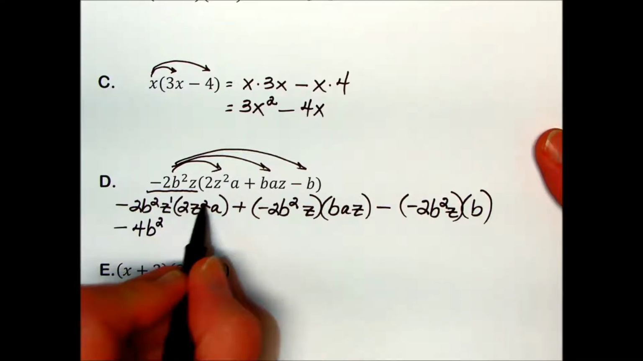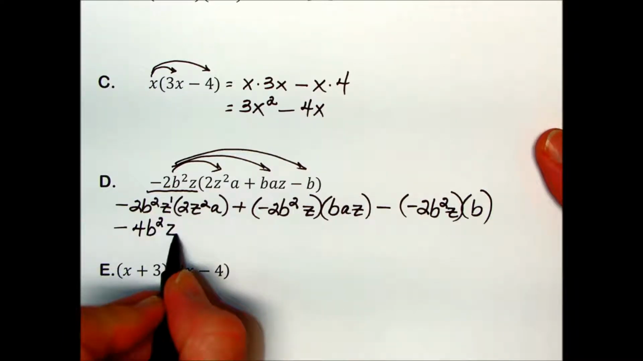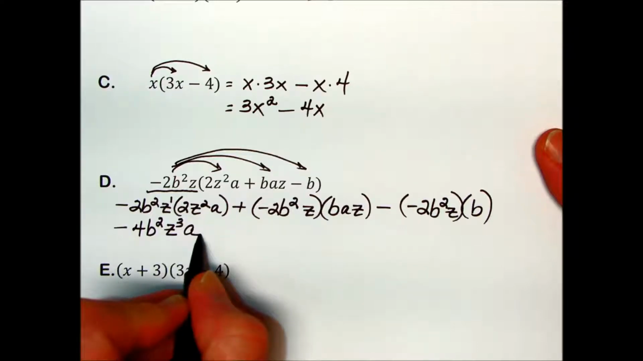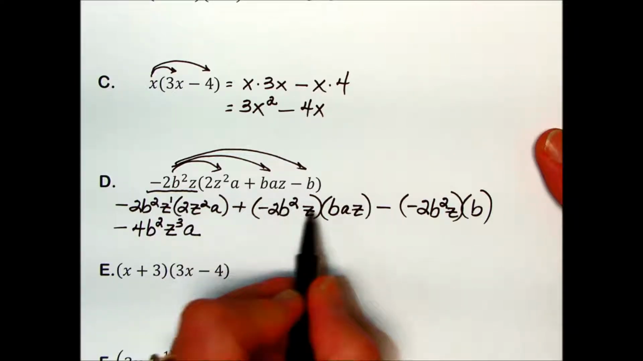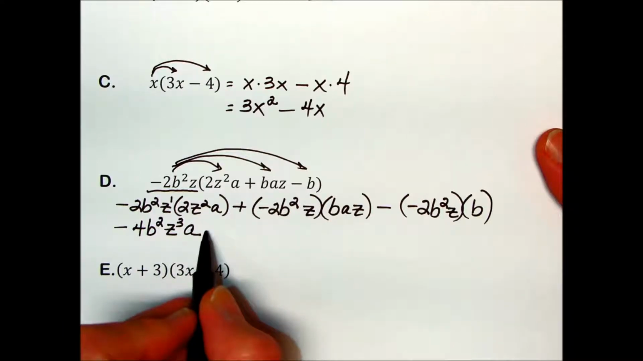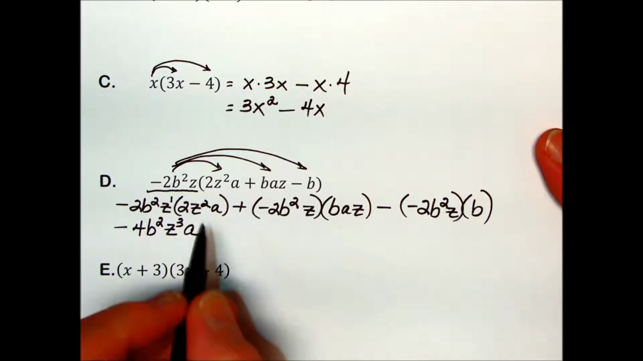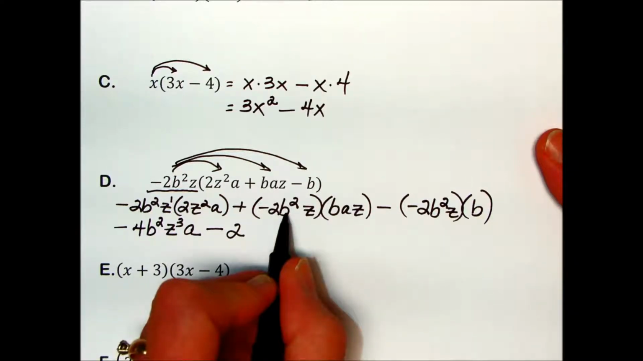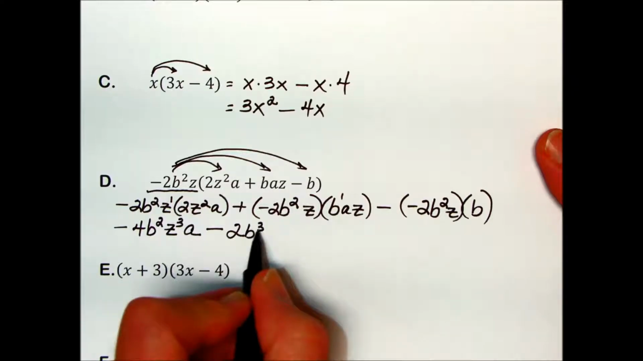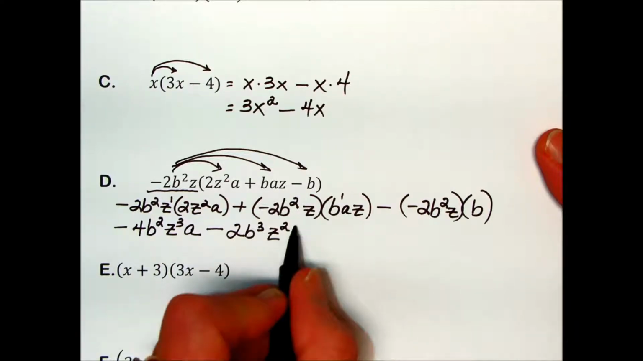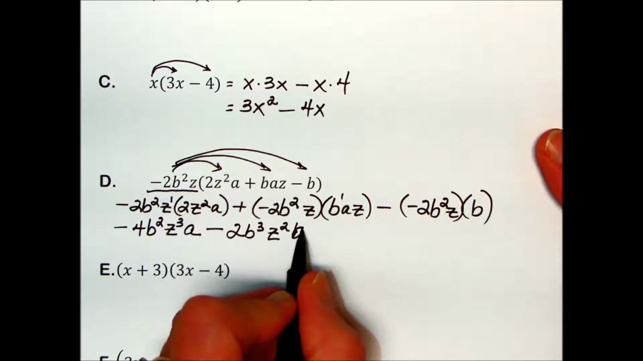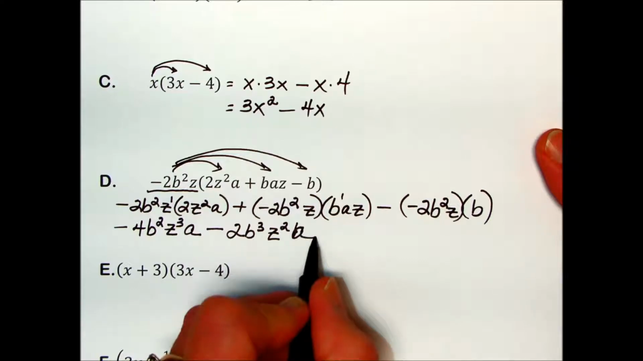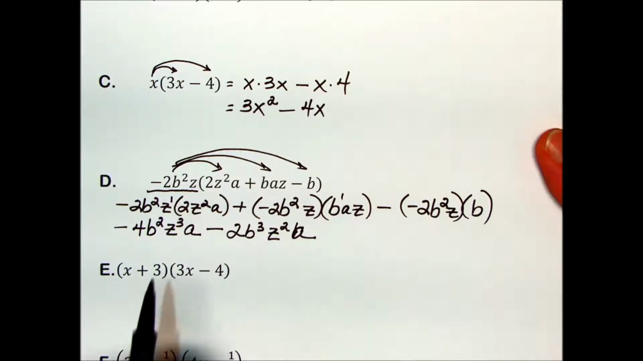I have a negative times a positive. 2 times 2 is 4. Nothing to alter the b squared. We have a z to the first times z to the second will give us z to the third and the a. We have plus a negative times a positive is a negative. You can either write it as plus a negative quantity or a subtraction. There's only the 2 for integers. B to the second times b to the first gives us b to the third. We have a z times z is z to the second, and we have the a.